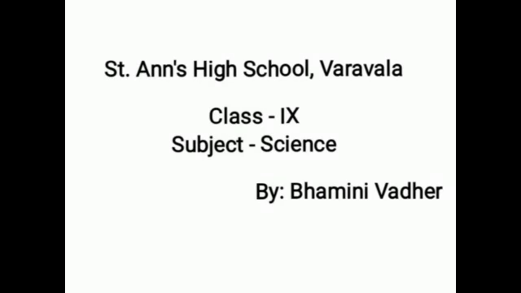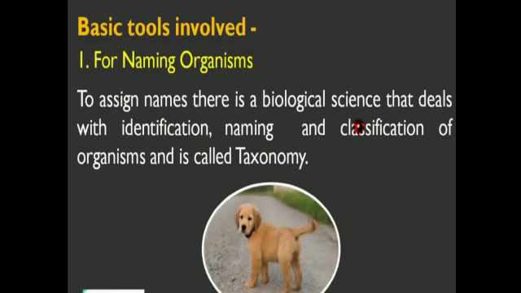Hello students, in this class we will continue with our class 9 science chapter number 7, that is diversity in living organisms. Our today's topic is the basic tools involved in classification. First is naming organisms, that means nomenclature of the organism: how we will name the organisms if they are classified into different groups.